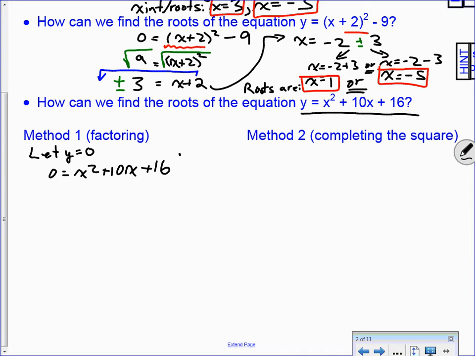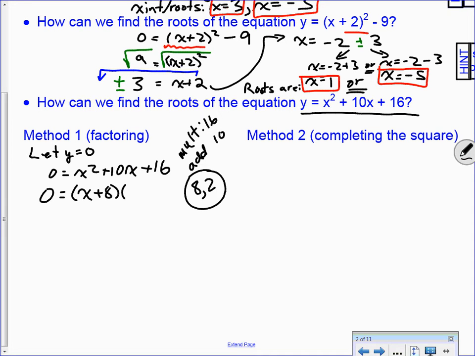Now if we were factoring, we're looking for two numbers that multiply to 16 but add to 10. And those two numbers are 8 and 2. So we end up with 0 is equal to, for this simple trinomial, x plus 8 and x plus 2. Now, in order to find the roots, otherwise known as the x-intercepts, we have either x plus 8 equals 0 or x plus 2 equals 0.